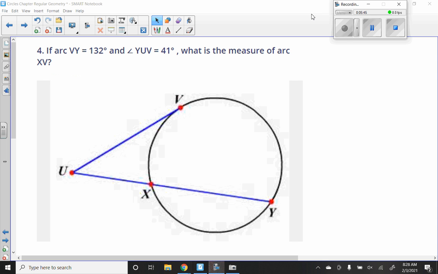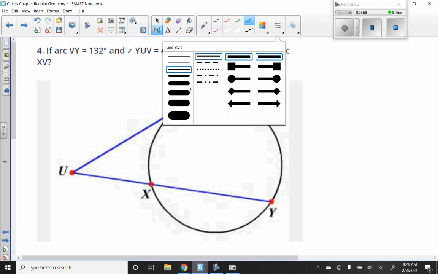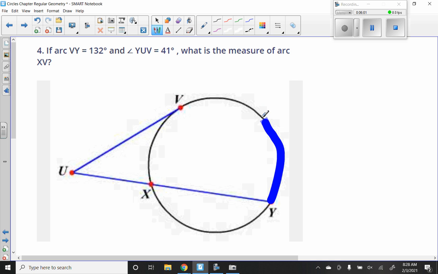Number 4 on the check for understanding, an exterior angle or intersection with a secant or tangent. If arc VY is 132, arc VY, I'll bold that in blue. I hope you can recognize this arc as the far arc, 132. That's inside that angle mouth. That's the far.